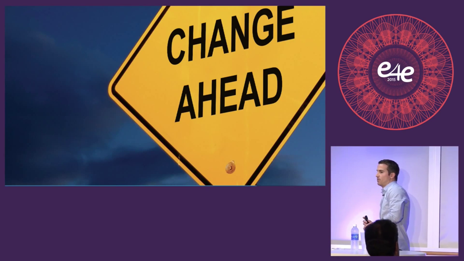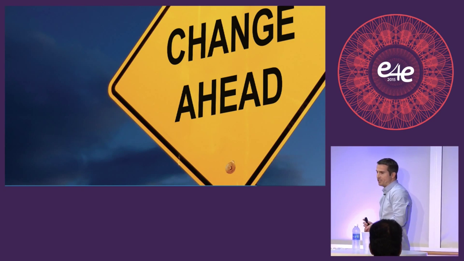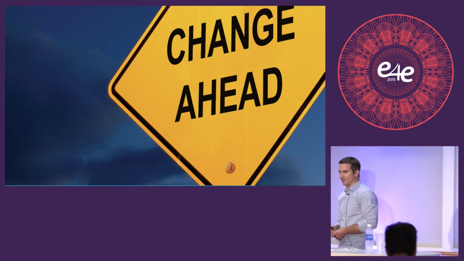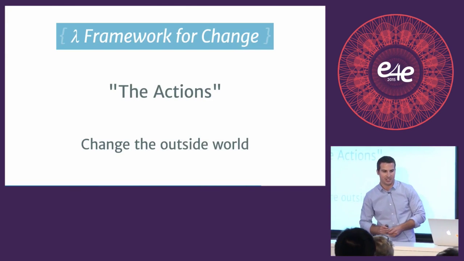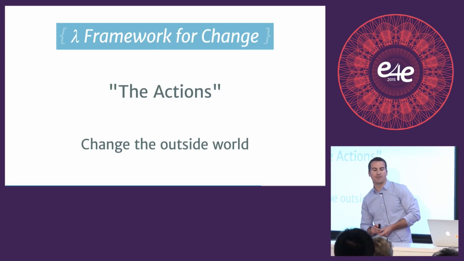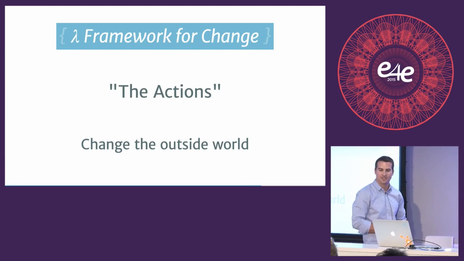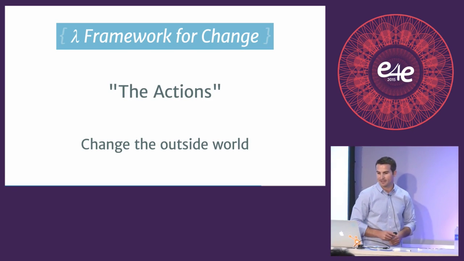We've been talking about no change, immutable, immutable, immutable, pure functions, and now we're going to talk about change. Where in our app do we put these mutations and changes? We've covered the data and the functions. Now let's talk about the actions and how we change the outside world outside of this.